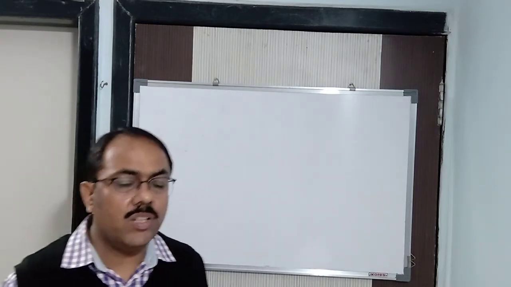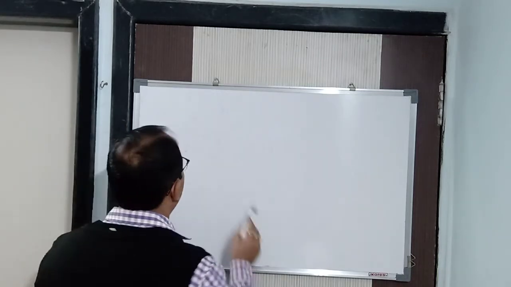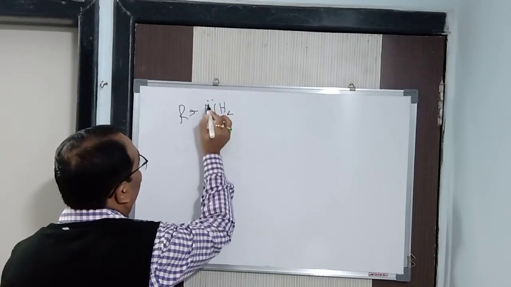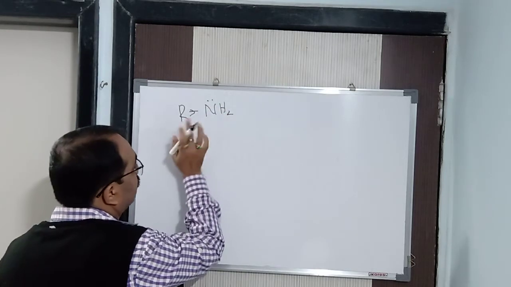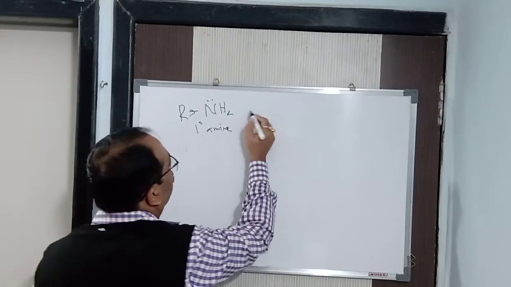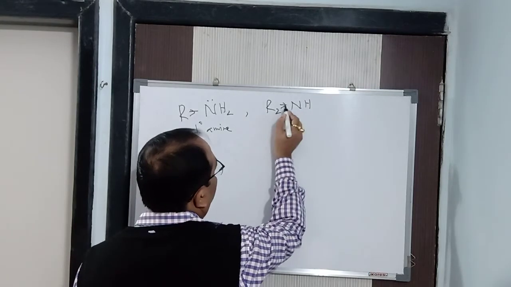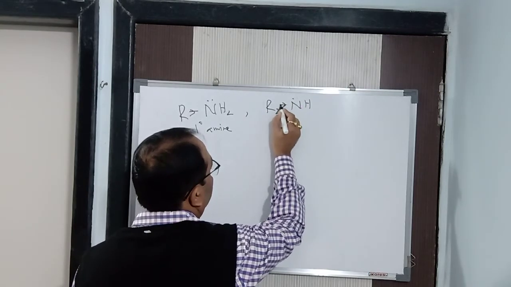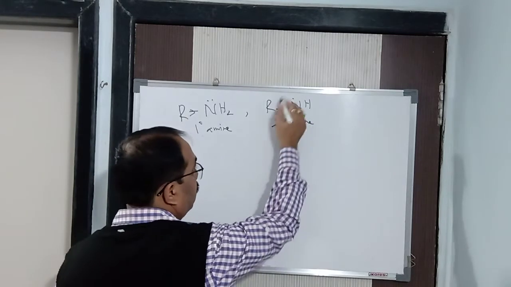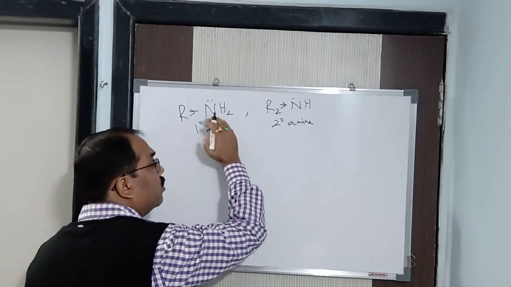Now if you compare the basic strength of primary, secondary and tertiary amines. Now see here. In primary amines, that is RNH2, we have one alkyl group, so the plus I effect is there, 1 degree amine. Next in 2 degree amine, that is R2NH, here 2 alkyl groups are there, so the electron density is more. In nitrogen, the electron density is more, so the OH minus ion will be readily released compared to 1 degree amine.